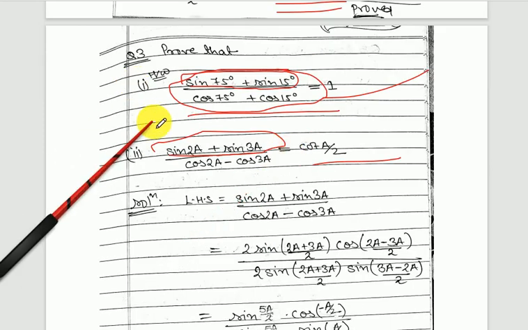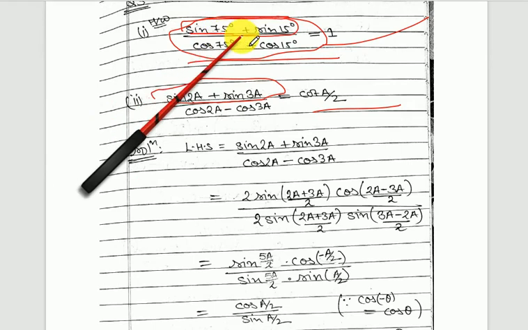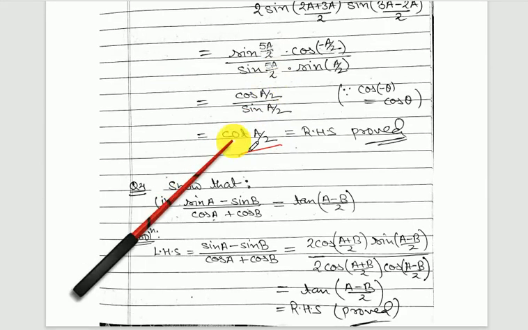And this homework you have to do in the same way. For numerator you have to use that sine C plus sine D, and for denominator the cos C plus cos D formula, and you will get the answer.